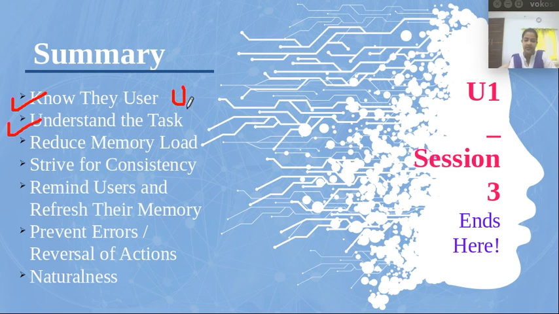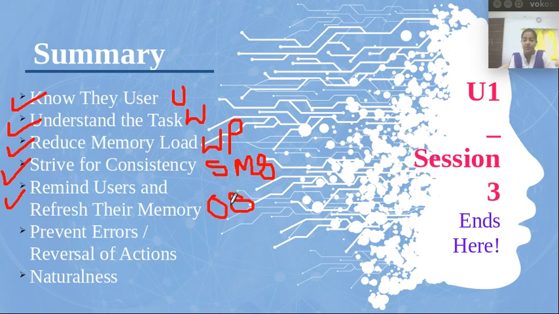Then understand the task. Here we have taken the example of Wi-Fi, expert user, novice user. Then reduce the memory load, with examples of WhatsApp or your phone book. Yes or not? Frequently contacted people. Then in today's session we saw strive for consistency, wherein we took the example of Subway Surfer and MS Word applications like MS Word, MS Excel, PowerPoint. Then the next principle is reminding users and refreshing their memories, such as how online shopping sites send you emails for continuous offers or to remind you about the number of items in your cart.